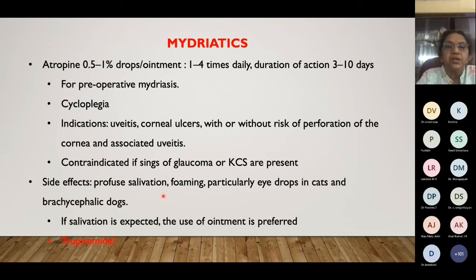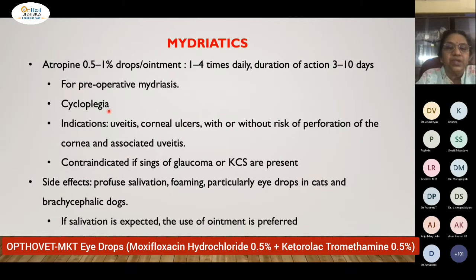Mydriatics find a place in eye treatment. Not many people use atropine for corneal ulcers, that is to prevent cycloplegia and also to prevent perforation of the iris through the corneal ulcer, and as a part of treatment of uveitis.